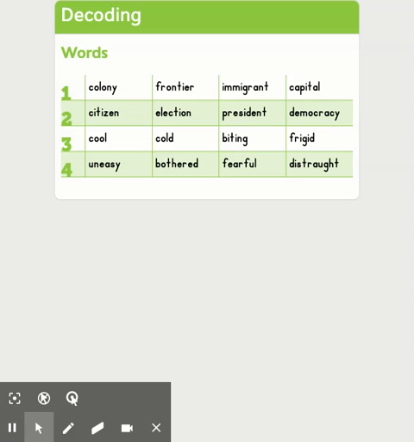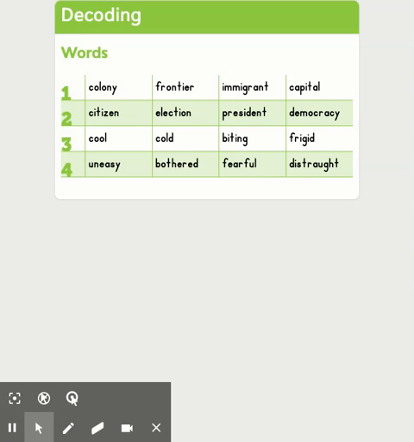And then the last word in line 2 is democracy. And democracy is a system of government where the people who are being governed vote and make decisions about how they want their country to be. So we live in a representative democracy, but that's why we have elections, so we can vote people in to represent us in government. Okay, line 3 and 4, we're talking about shades of meaning.